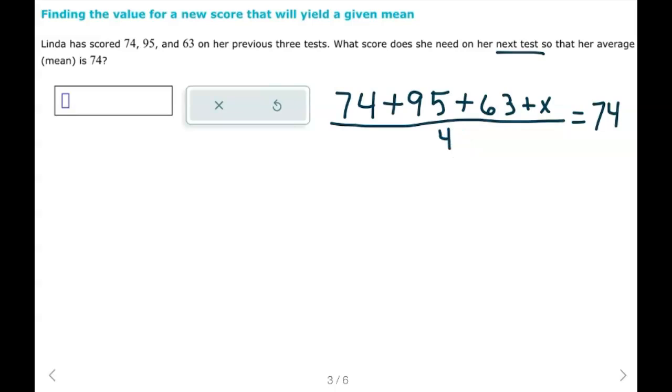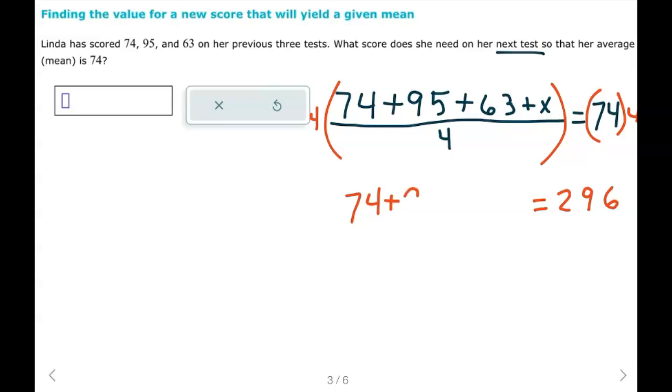So essentially what we can do here is multiply both sides by 4. That gets rid of that division by 4. So if we multiply 74 times 4, we're at 296. And then I'll wait till the next step to add those like terms. So we're adding 74 plus 95 plus 63, and we get 232.